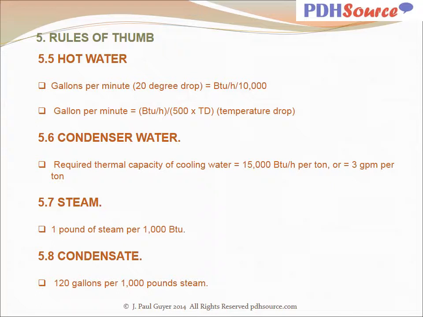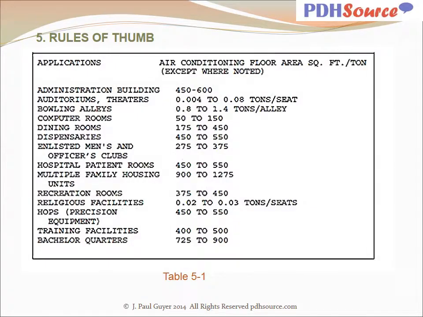With regard to condenser water, required thermal capacity of cooling water equals 15,000 BTUs per hour per ton, or 3 GPM per ton. Steam, assume 1 pound of steam per 1,000 BTUs. Condensate, 120 gallons per 1,000 pounds of steam. Table 5.1 provides some rules of thumb for air conditioning cooling capacity for different space uses.